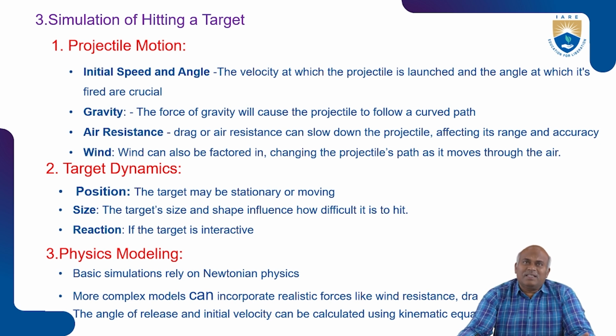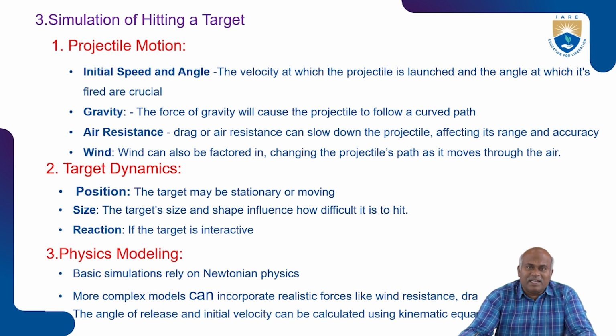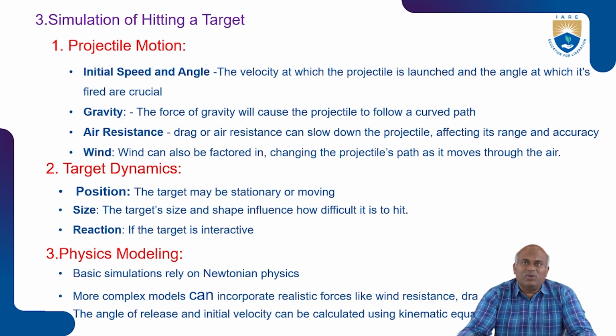This is the velocity at which the projectile is launched and the angle at which it is fired, which are critical. So this is called the initial speed and angle. When we start with the initial speed, we should consider the slope. Then the launch angle is also critical. Next, we must measure gravity.